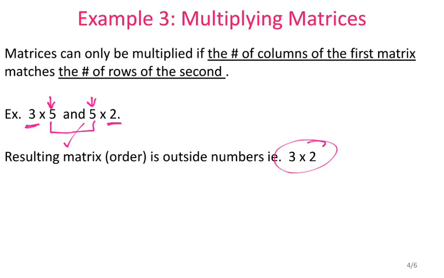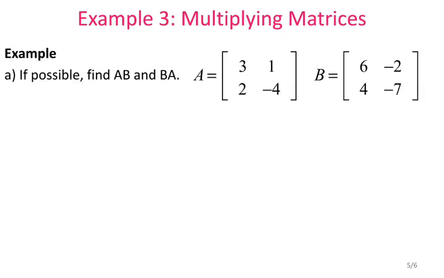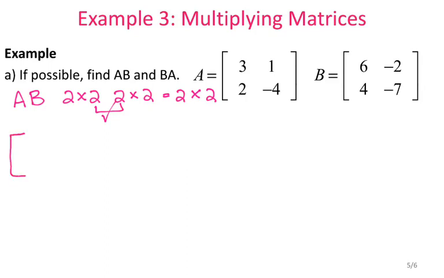So let's actually look at this in the context of an actual matrix with numbers. It says, if possible, find A times B and B times A. So the first thing I want to do is double check my dimensions. I have A times B. Well, A is a 2 by 2. B is also a 2 by 2. Those two numbers match, so we're good to go. So my answer is going to be another 2 by 2. So I'm going to go ahead and write A next to B.